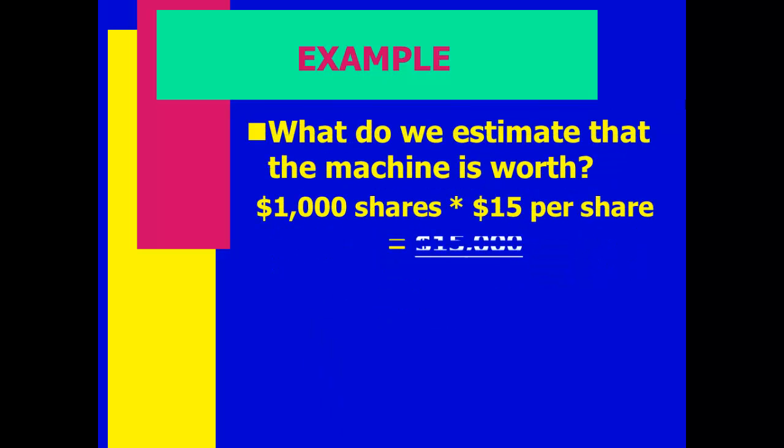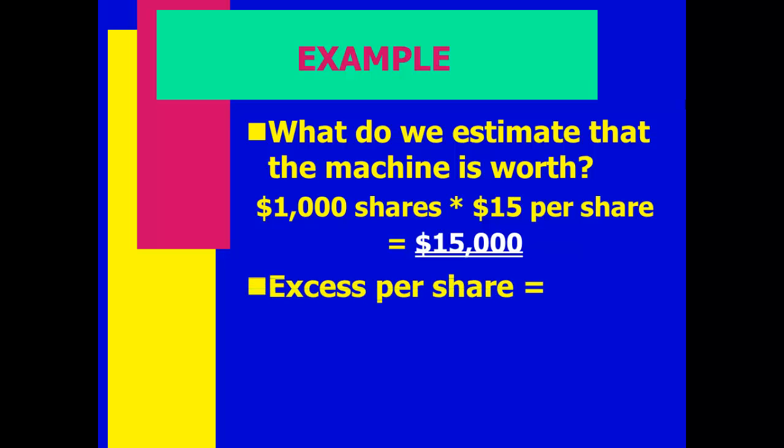$15,000. Why? Because the person selling it was willing to accept 1,000 shares of our common stock that they could turn around and immediately sell for $15 a share. That machine must be worth $15,000 then. So if we don't know the fair market value of the machine, we can estimate it. What if I told you that machine sold for a certain amount 3 years ago? Does that matter to us? No. Do we have an excess involved here? Well, $15 a share versus $1 a share. So we have an excess of $14 per share.